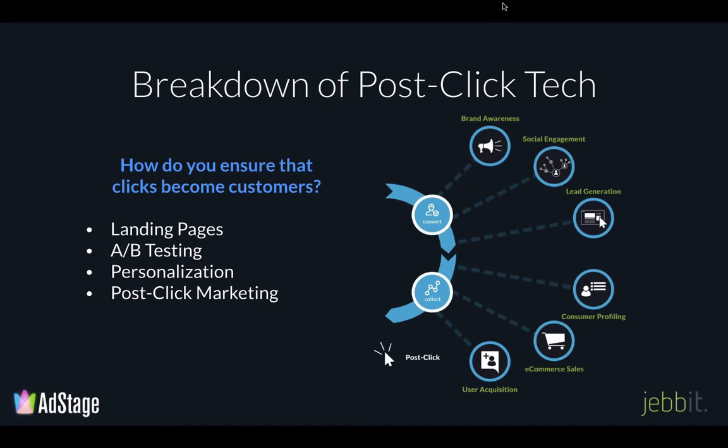So understanding which of these goals is best aligned with your own objectives will help you understand not just which tools to use, but how to use them. And the main technologies you're going to be using in the post-click space are landing page tools like Unbounce, or maybe a landing page tool within your marketing automation system like Eloqua, Marketo, or HubSpot. A/B testing platforms like Optimizely and Visual Web Optimizer. Personalization technologies like Demandware, and again, a lot of personalization technology in post-click can be offered through marketing automation platforms. And then there's post-click marketing technologies that aggregate most of these efforts, like Jebbit.